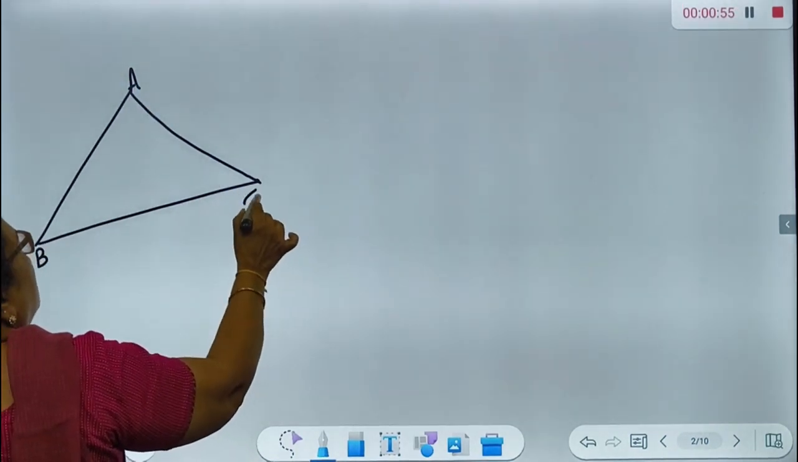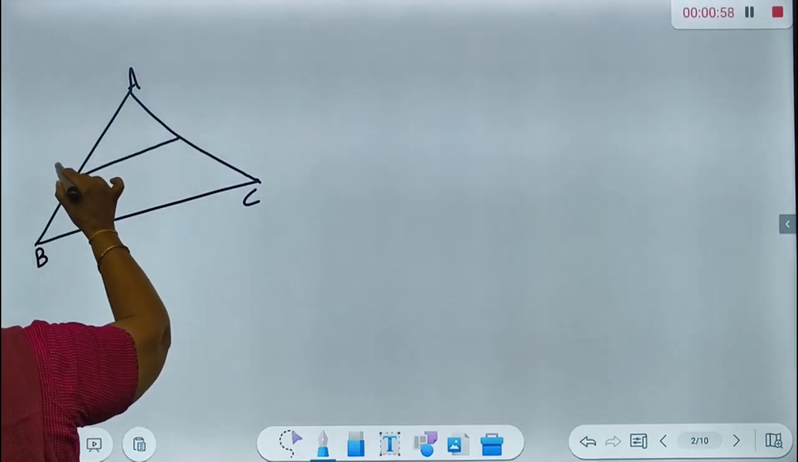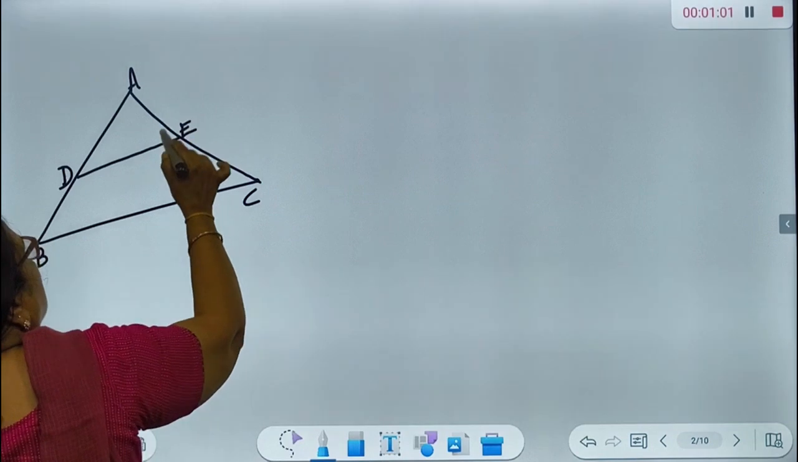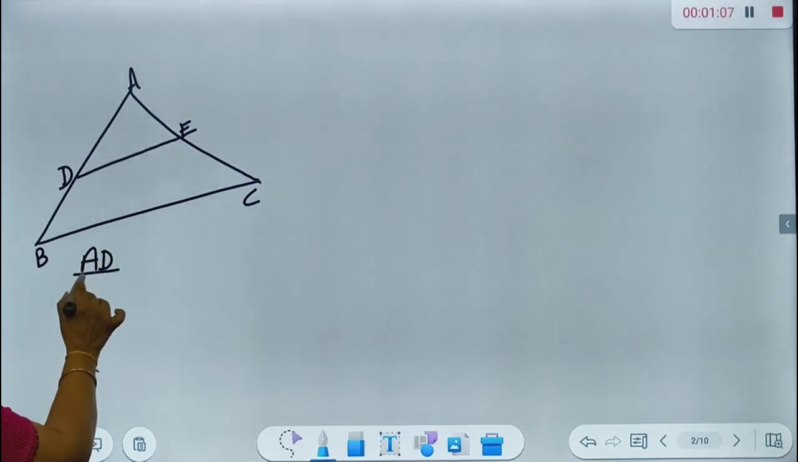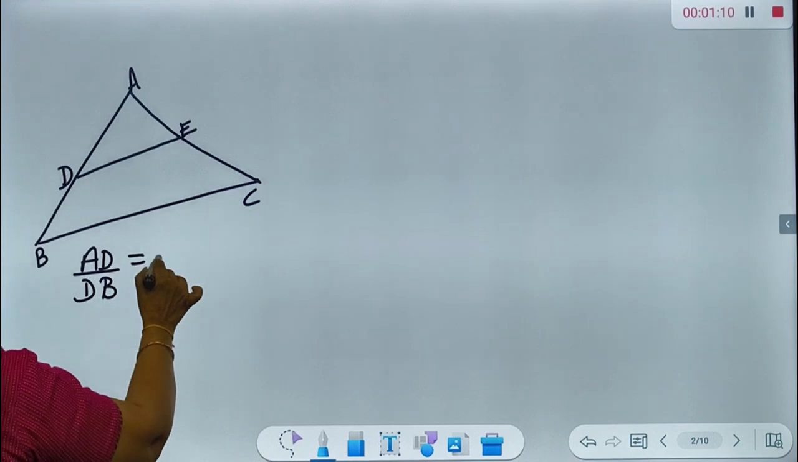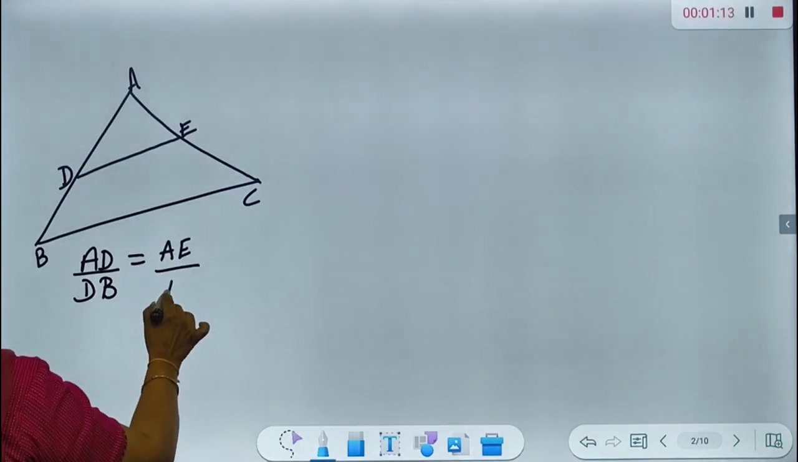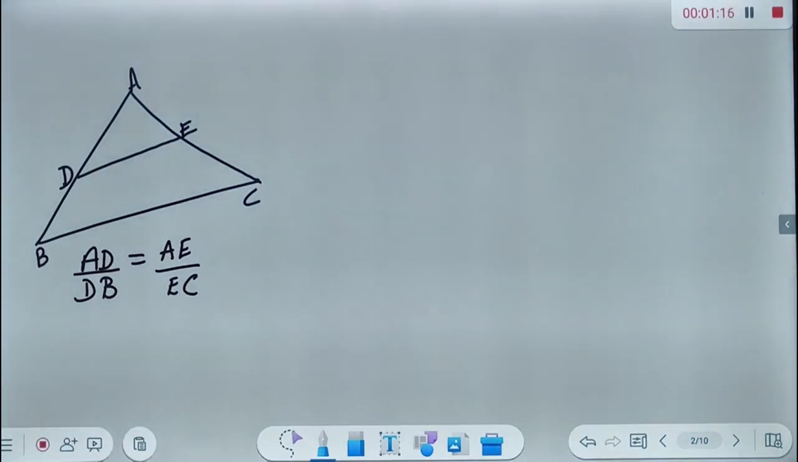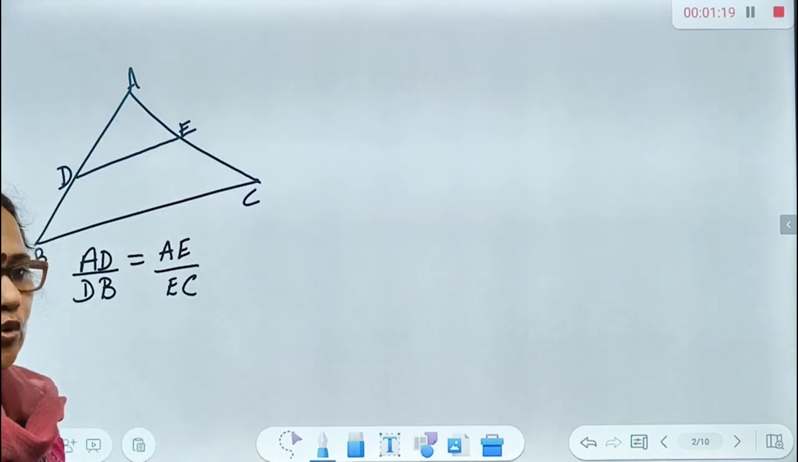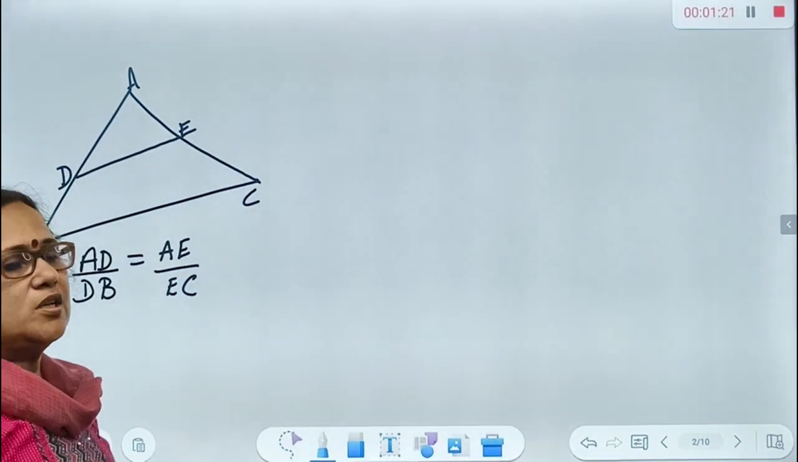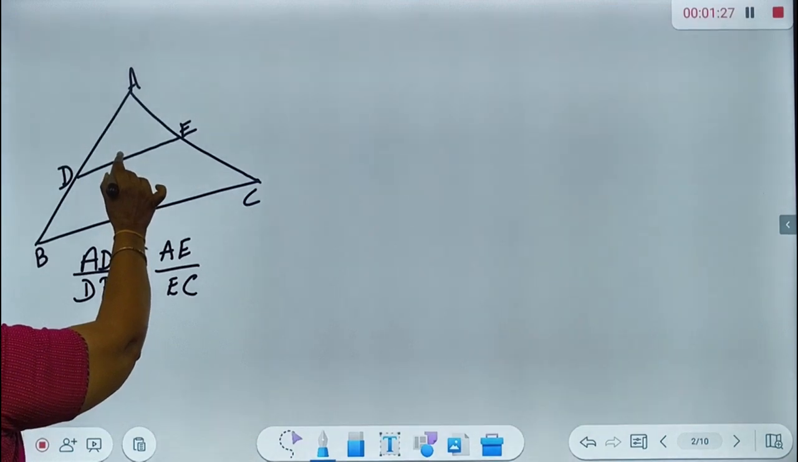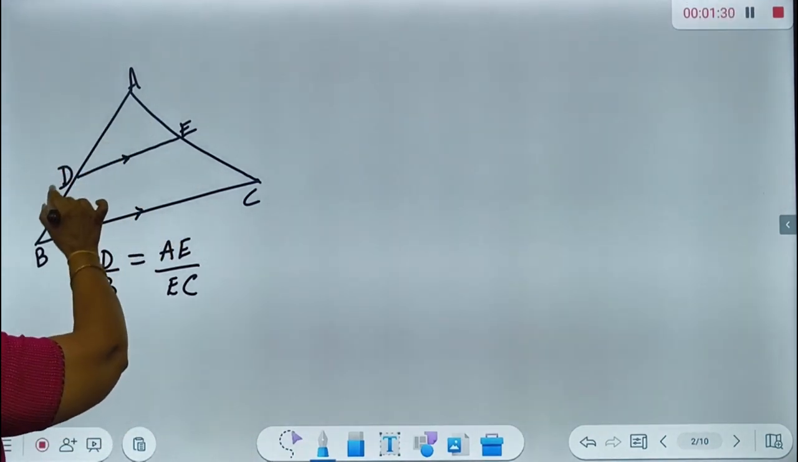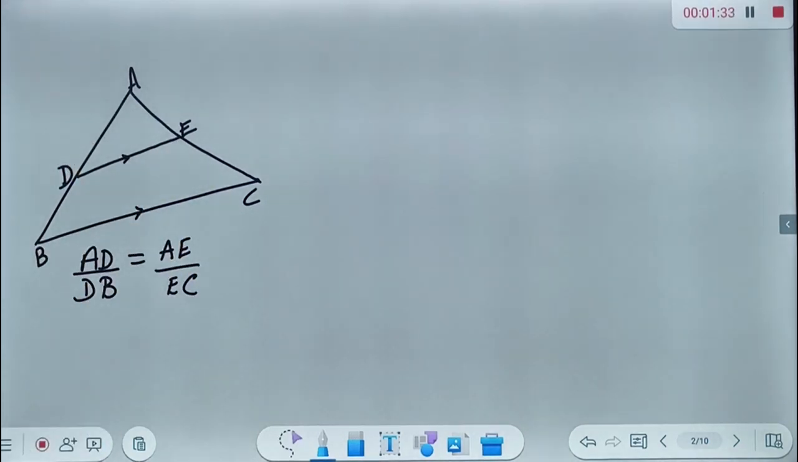if a line is drawn parallel to one of the sides of a triangle, that is DE is parallel to BC, then AD by DB is equal to AE by EC. This is what we proved in the earlier video. This result is called the basic proportionality theorem. So DE is parallel to BC, then AD by BD is equal to AE by EC. Now two more results actually follow from this.